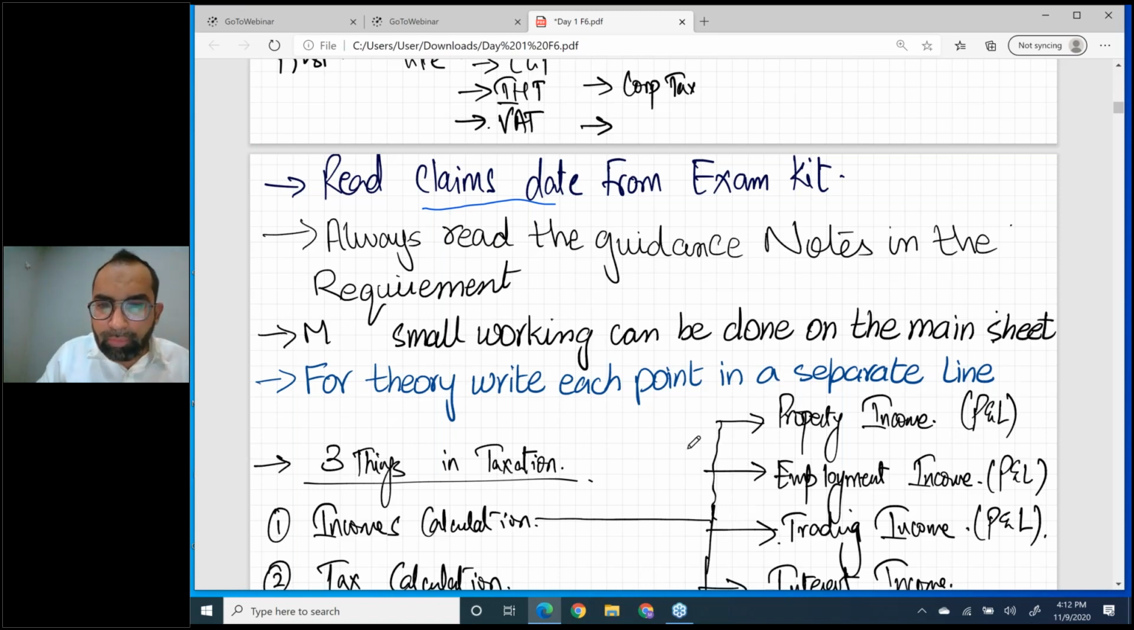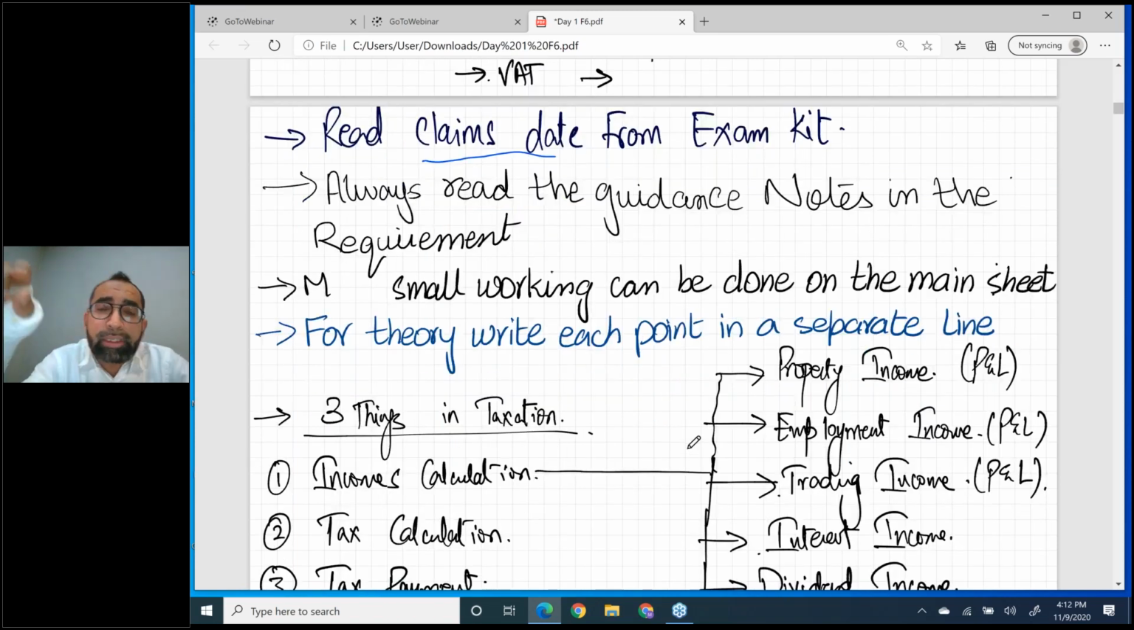Now one more thing, you have seen that many students waste time in workings. They do a lot of workings, and this will consume time.